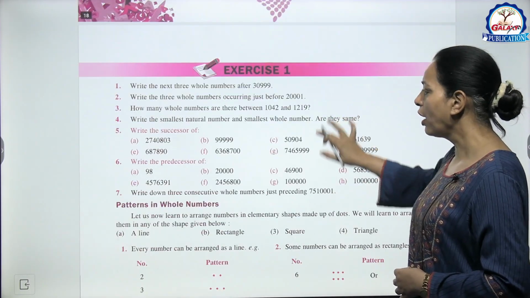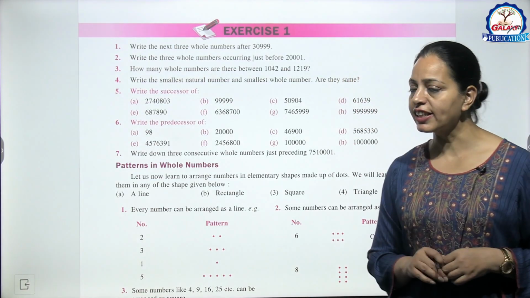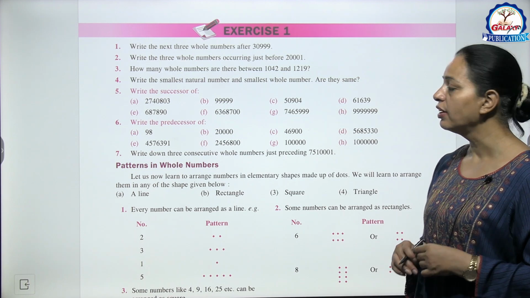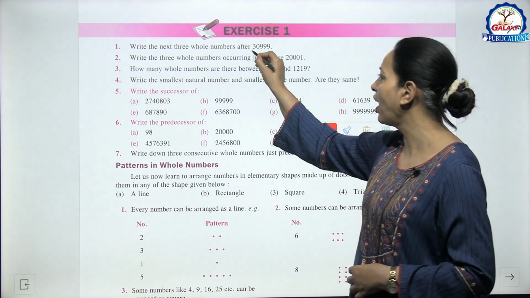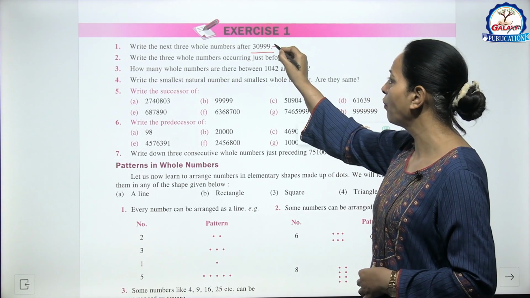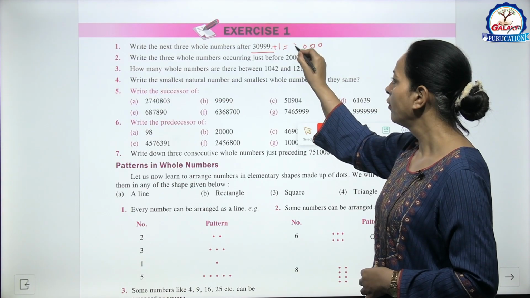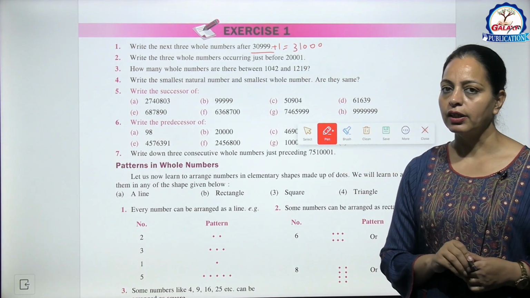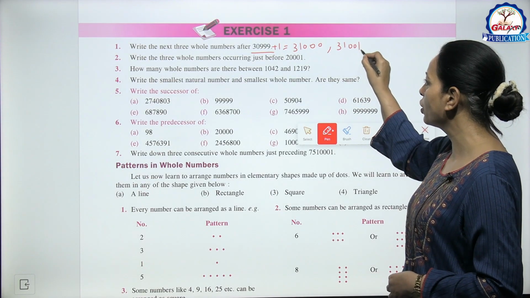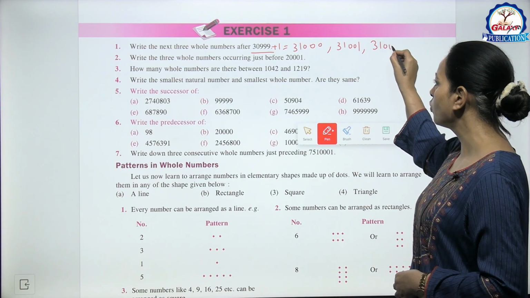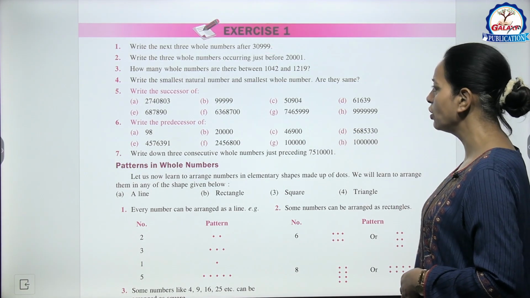No problem. Now come to exercise 1. Question number 1. Write the next 3 whole numbers after 30,999. So what to do? Plus 1 करेंगे. What will you get? You will get this number, 31,000. फिर प्लस 1 कर देंगे. So 31,001, then 31,002. Okay, right? I hope this is clear to you.